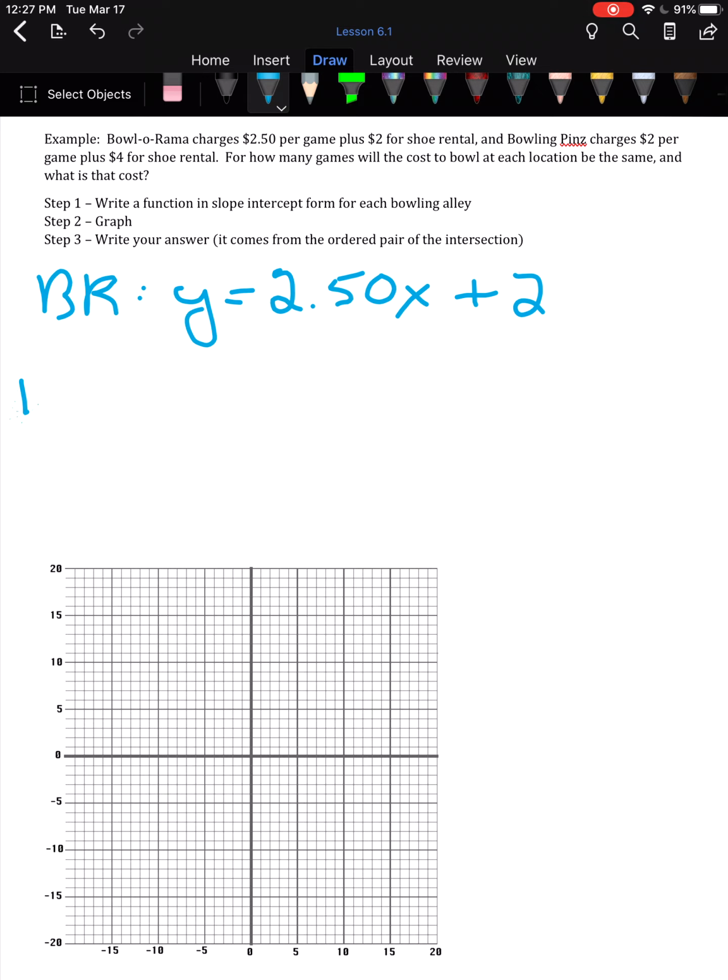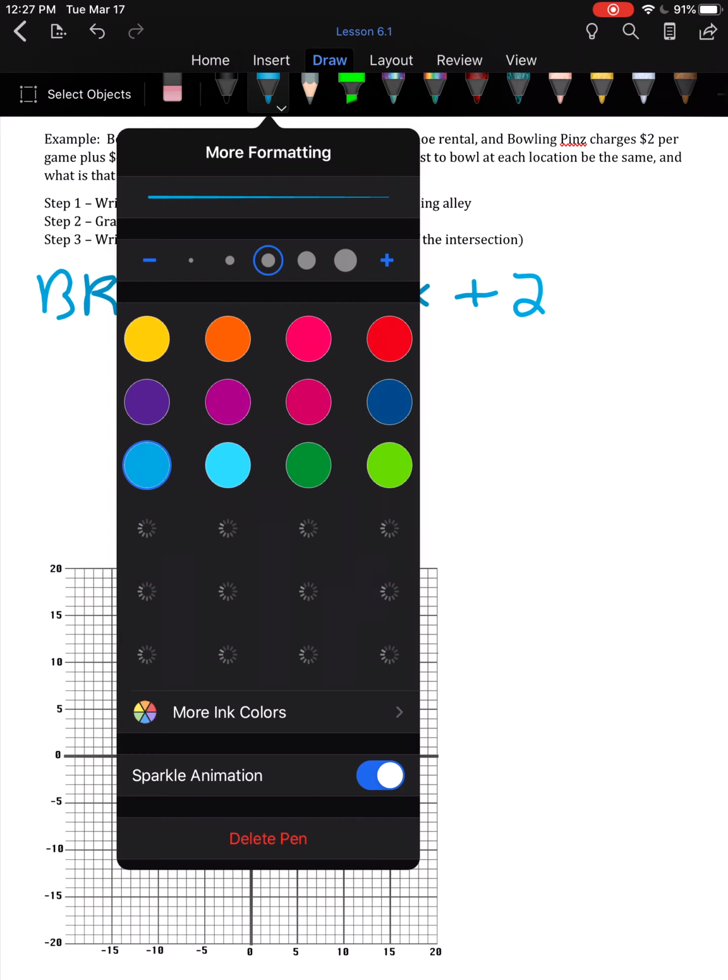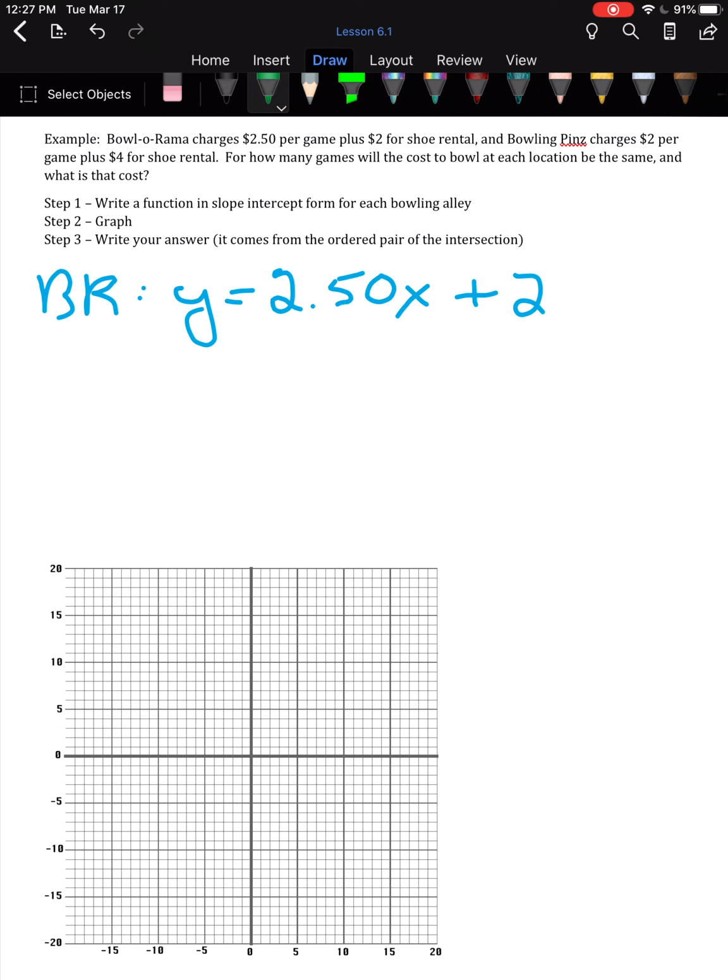Bowling Pins, actually let me change colors here. Bowling Pins, the total cost for these guys is going to be $2 a game, so 2x, plus the $4 shoe rental. I want to know when these are the same. Okay. Again, we should graph.